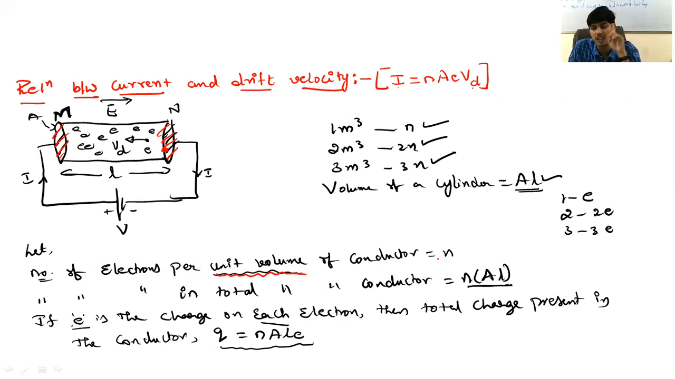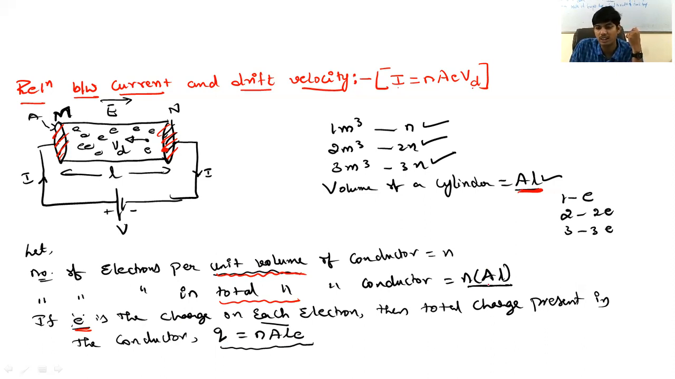Assume there are n electrons in 1 meter cube. In 2 meter cube there will be 2n, in 3 meter cube there will be 3n. The total volume of conductor will be AL. In the total volume of conductor, the total number of electrons will be n into AL. If e is the charge on each electron, the total charge present in the conductor will be Q equals nALe.